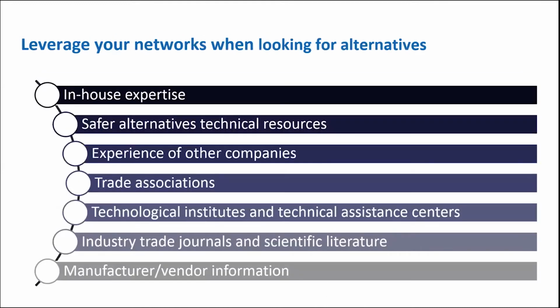Broadly speaking, when looking for viable substitutes for your chemical of concern, you want to leverage your networks, search the internet, read publications. Here are some examples of possible outlets you can access for ideas. In-house expertise. This is always the first place you should turn when seeking ideas for possible opportunities to eliminate your use of a chemical of concern.